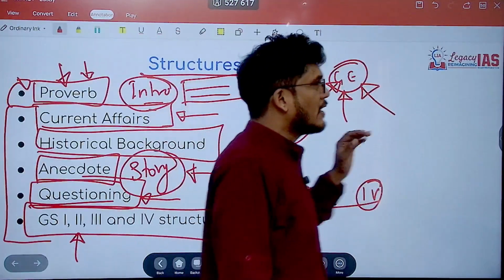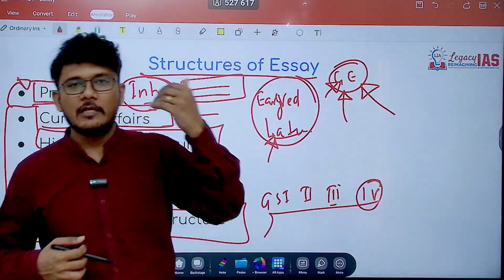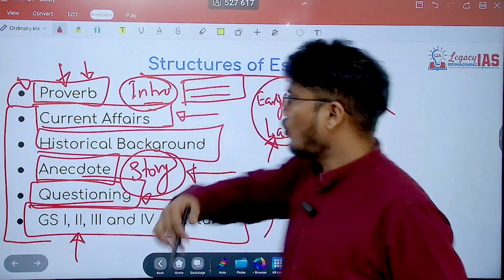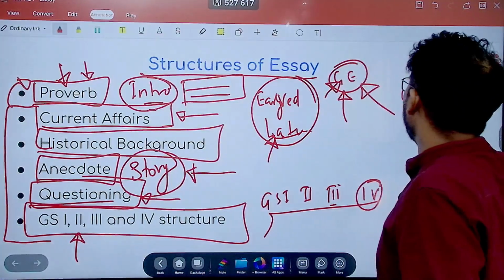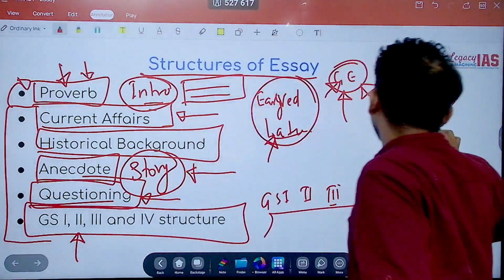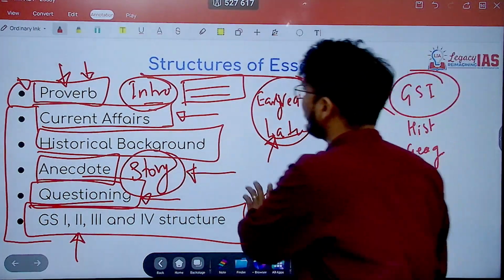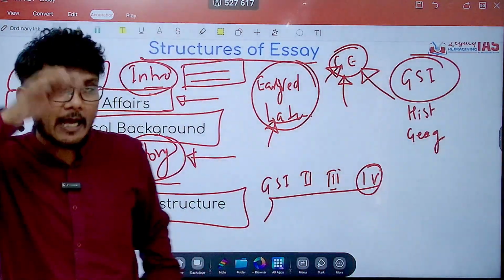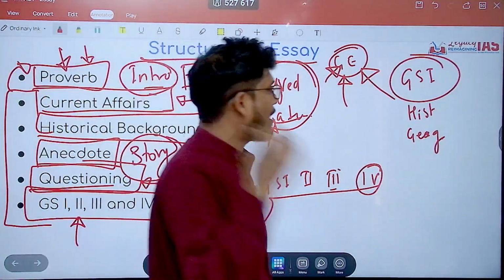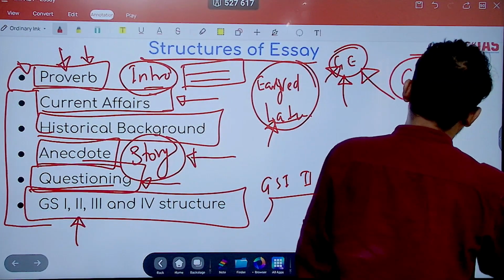So what you can do is GS 1. What does GS 1 consist of? History, geography, social issues, etc. So you go again to the history part. In GS 1, talk about historically how the gender equality issue has been. Talk about how geographically it has been scattered, or how uneven or even for that matter it is with respect to geography. Talk about what issues it has been creating.